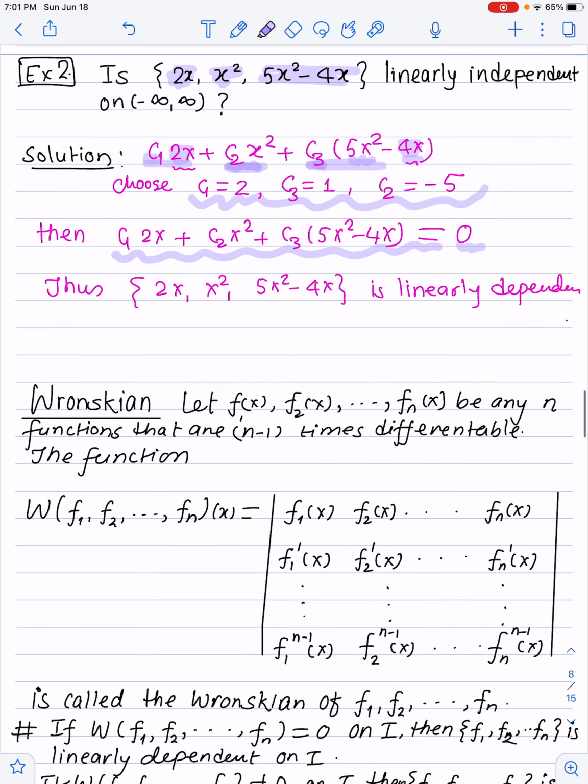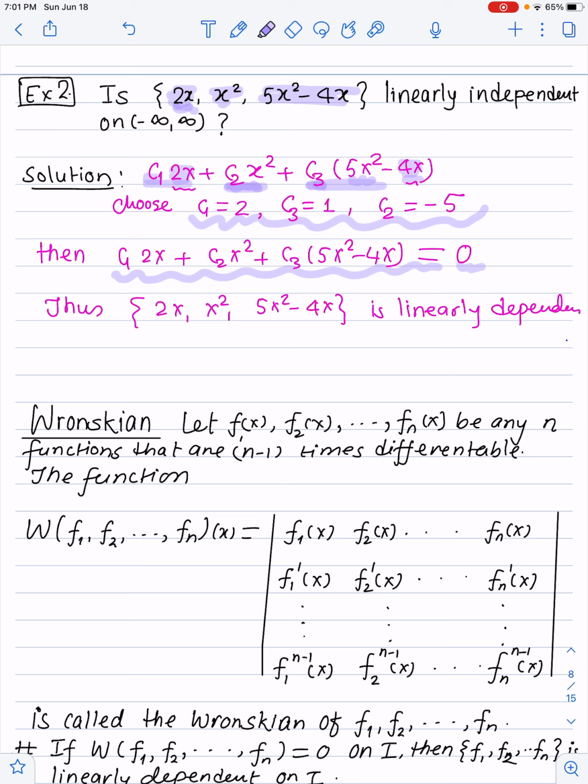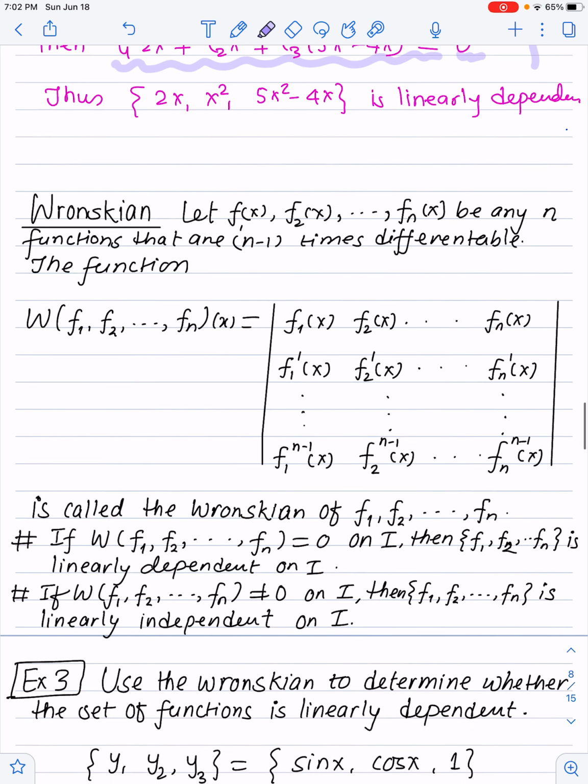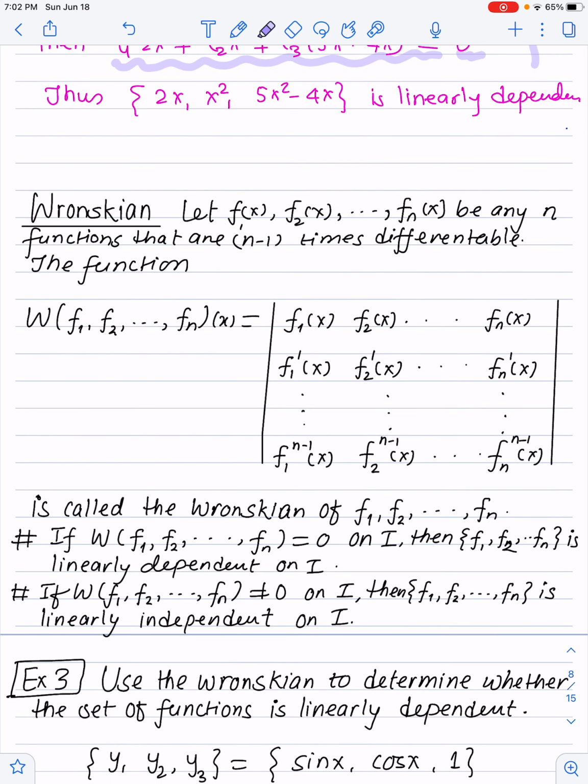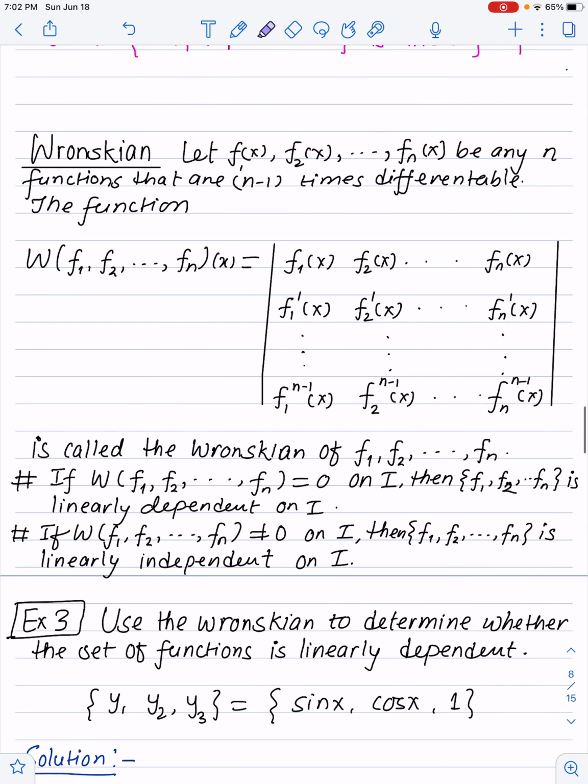All right, so here we have three functions, but what would happen with n functions? Is it possible to check by this method? Is it easy? It would be very difficult. So we have a Wronskian method to check whether n functions are linearly dependent or independent. Okay, so let's look at the Wronskian method.